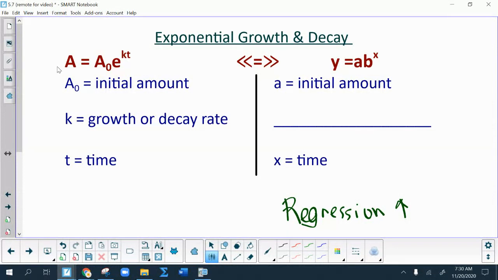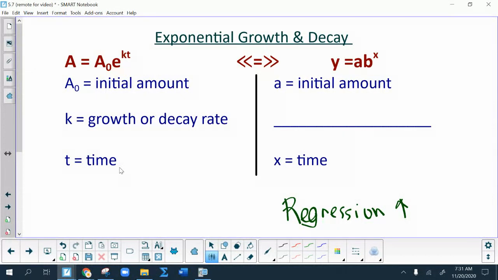One of the reasons they use the one on the left is because it's specific, like you can pick out each piece of information. So A naught is the initial amount, k is the growth or decay rate, and t is time. Pretty straightforward. I could give you those pieces of information, and you just substitute them in. It's different on the right-hand side though. The little a is still the initial amount, and x in this case is time.